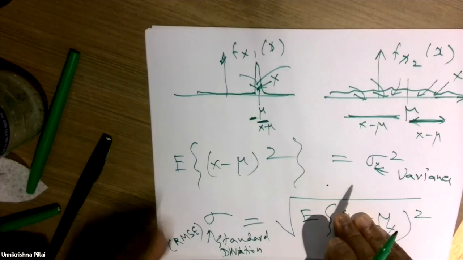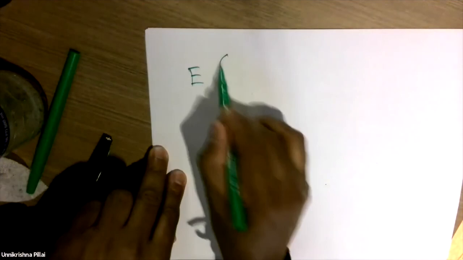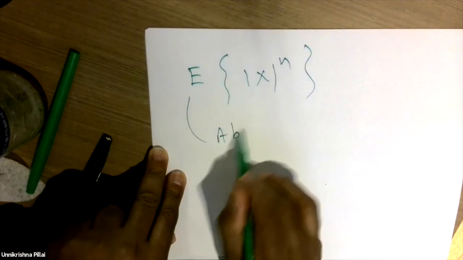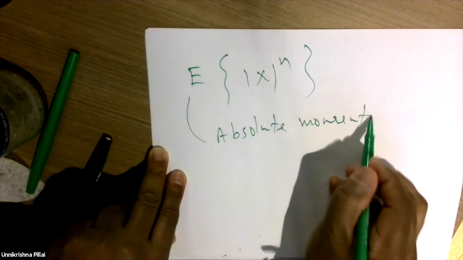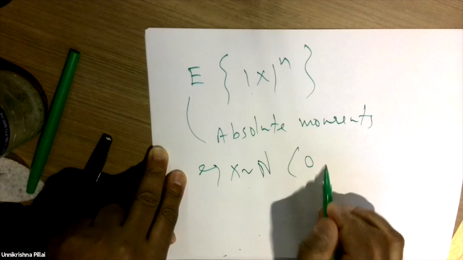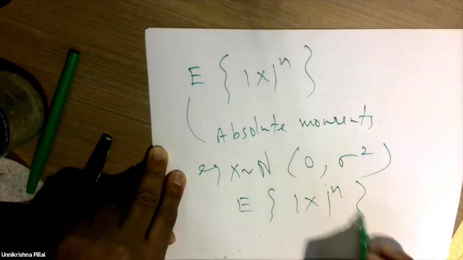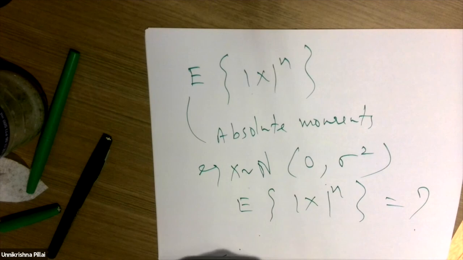So let's do a few examples. Then of course, how do you find this? These are called the absolute moments. So here is your homework. You don't have to do anything. All you have to do is go home and just watch my video. Then close the video and rederive the result. See whether you can do it.